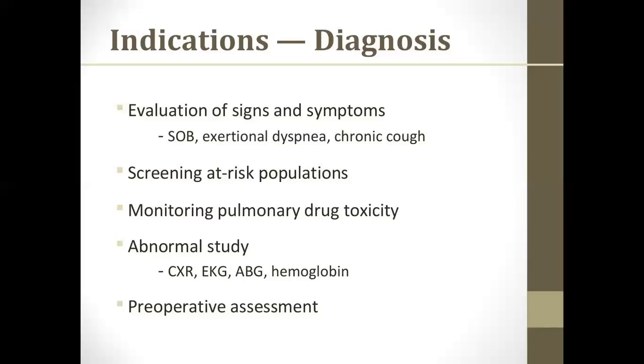Screening at risk population. Monitoring pulmonary drug toxicity. Abnormal study include CXR. Now, what is CXR? It is chest radiograph, EKG, ABG, and hemoglobin. Next is preoperative assessment.